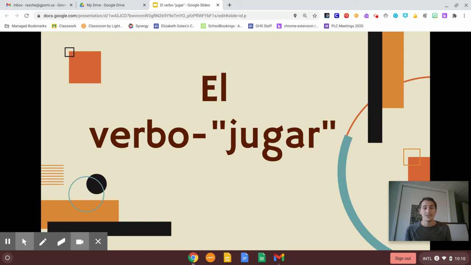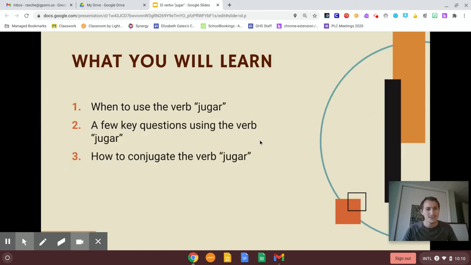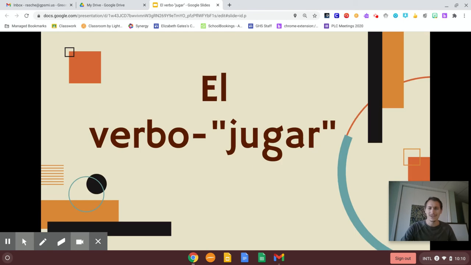Hoy vamos a hablar del verbo gustar. Oh, very first thing, I have a misspelling. Jugar, not gustar. We're talking about the verbo jugar. Jugar is different than gustar, right? You remember what gustar is. Me gusta, I like. This is jugar, different verb.